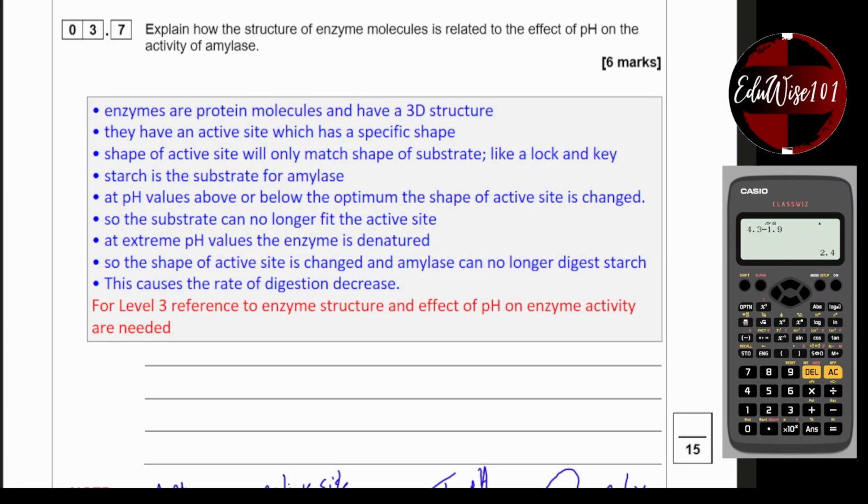So, the answer for the 6 marks: enzymes are protein molecules that have a 3D structure. They have an active site which has a specific shape. The shape of the active site will only match the shape of the substrate, like a lock and key. Starch is the substrate for amylase. At pH values above or below the optimum, the shape of the active site is changed. So the substrate can no longer fit the active site. At extreme pH values, the enzyme is denatured. So the shape of active site is changed and amylase can no longer digest starch. This causes the rate of digestion to decrease.